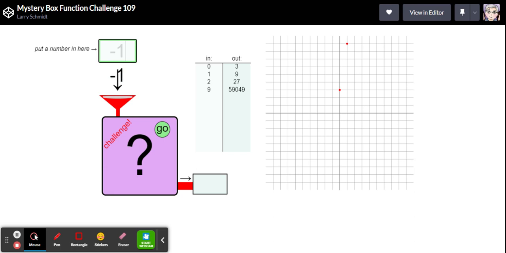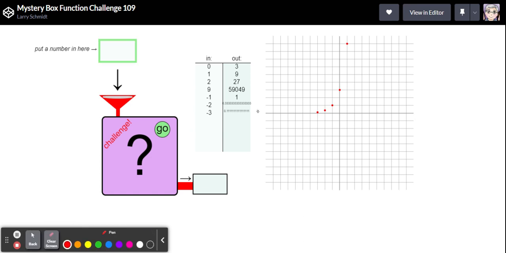Here's -1. Okay, so -1 gives us 1. I think I have a guess about what's going on here. Let's try -2. Okay, -2 gives us 1/3, and let's just try -3 as well. Yes, that gives us 0.1 repeating, which is 1/9.